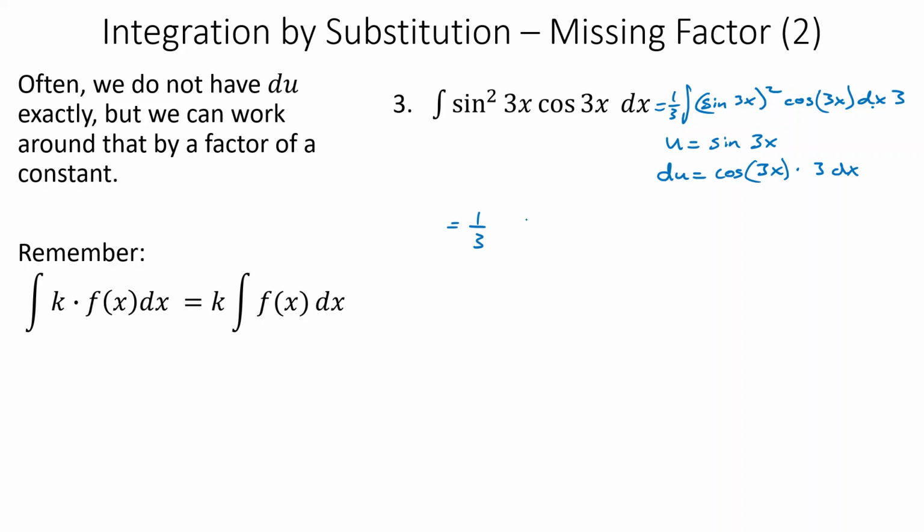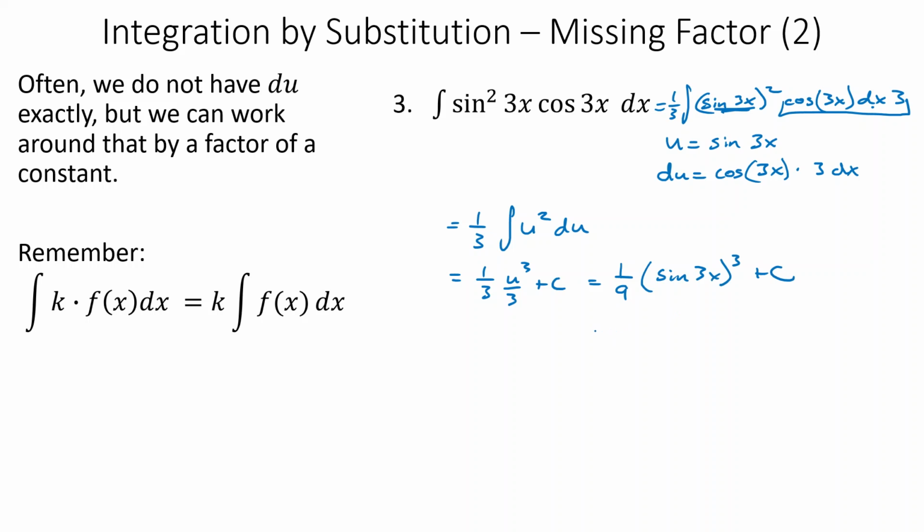So we get 1/3, the integral. This all here became u, so we get u squared. And the other stuff all became du. So we get 1/3 u cubed over 3 plus c. So that's going to be 1/9, and then u to the 3rd, and u was sine of 3x to the 3rd like that, plus c.